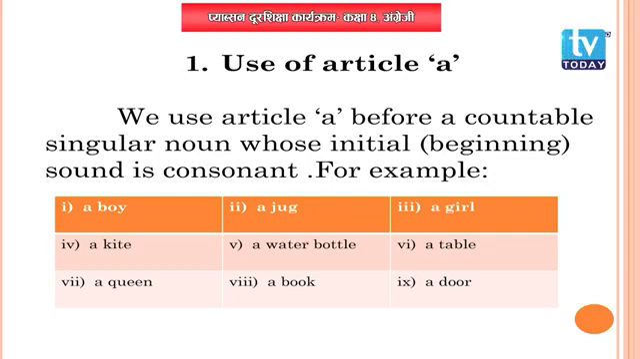They are: a boy, a single boy, beside that a jug, a goal, a kite, a water bottle. It's not 'a water', it's 'a water bottle'. And then a table, a queen, a book and a door. These are just examples.